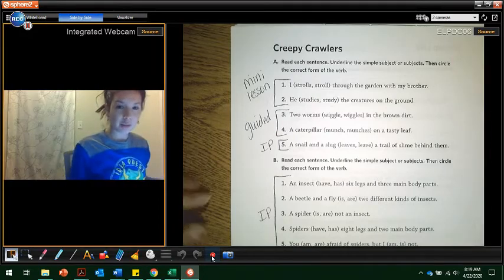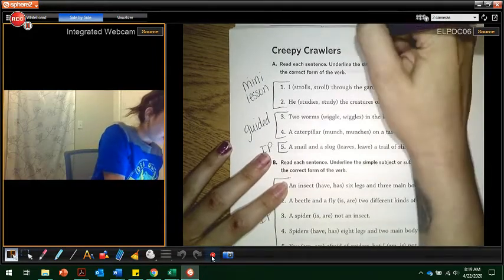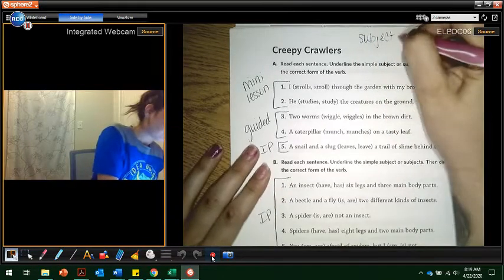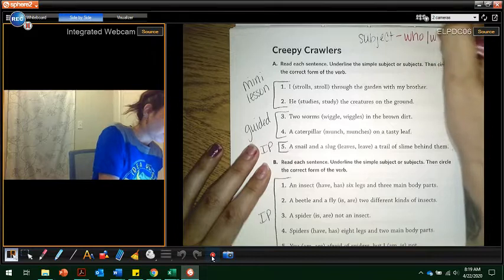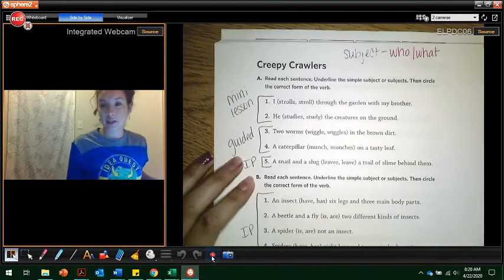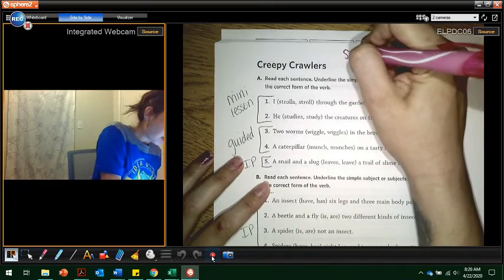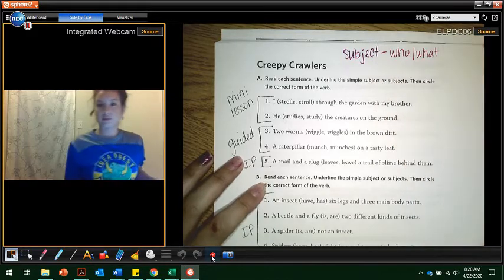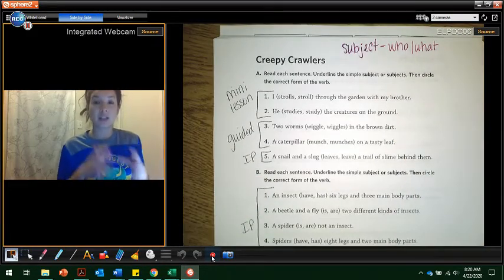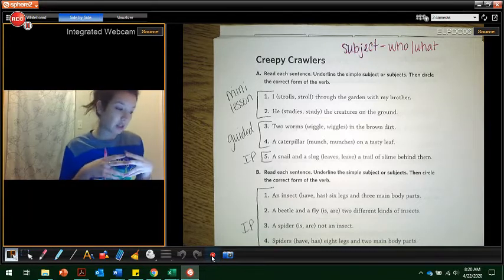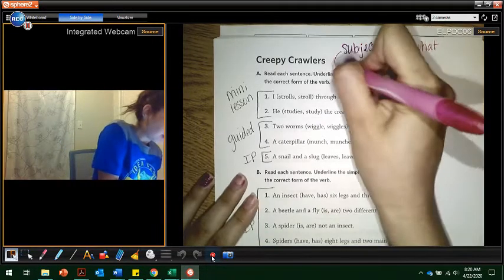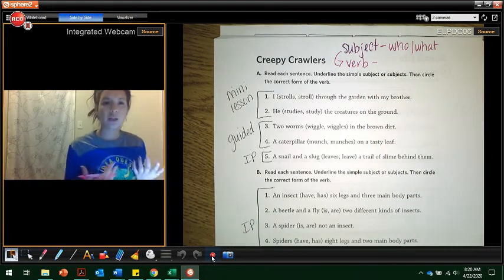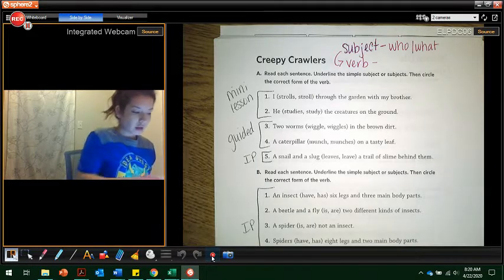So let's review our basics. A subject tells who or what the sentence is about. So a subject tells us what? It's the main person or thing that the sentence is about. Okay, it's who or what the sentence is about. And we need it to agree with the verb. What is a verb? Because we learned that on Monday and Tuesday. What is a verb? It's the action word.